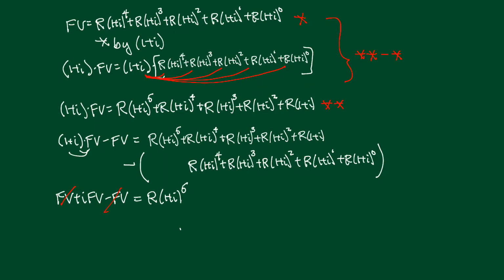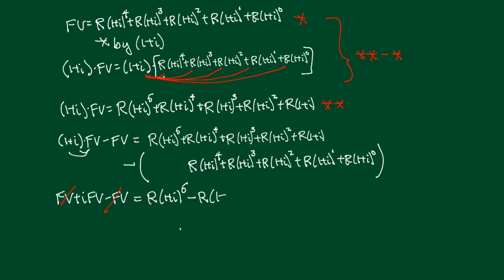And now, watch what happens here. This is nice. You get R times 1 plus I to the 4th minus R times 1 plus I to the 4th. So these cancel. Then you get R, 1 plus I cubed, minus R, 1 plus I cubed. These cancel. Then you get R, 1 plus I squared, minus R, 1 plus I squared. Those cancel. 1 plus I to the first, minus 1 plus I to the first. Those cancel. So we're just left with 0 minus this term right here. So it's just minus R.